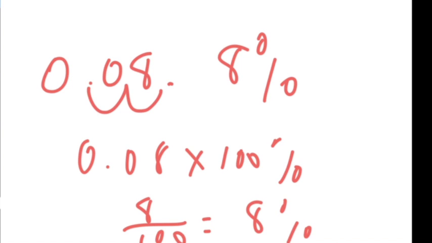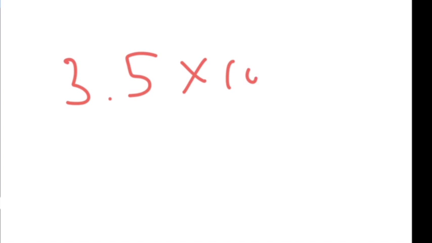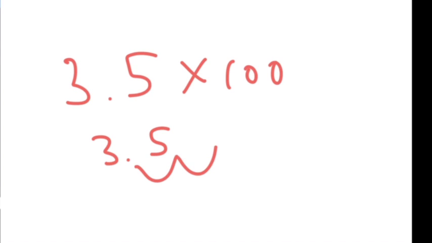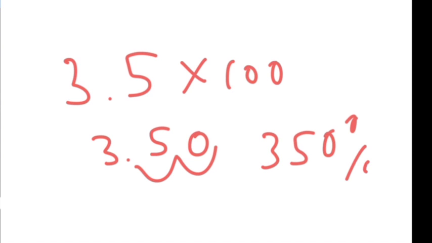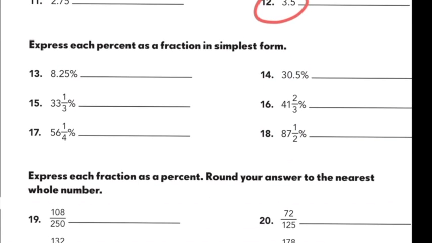Okay, so next, let's do another one. Let's do number 12. So it's 3.5. Again, I'm just going to move over 2 places. So 3.5, 1, 2. So it's 350% would be your answer. Those are fairly easy.